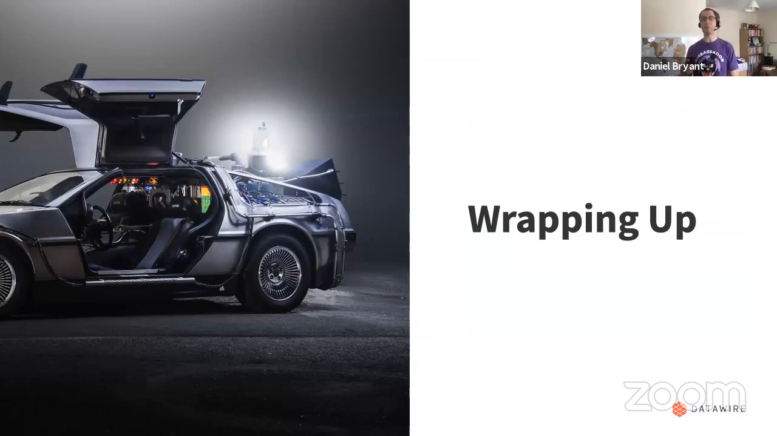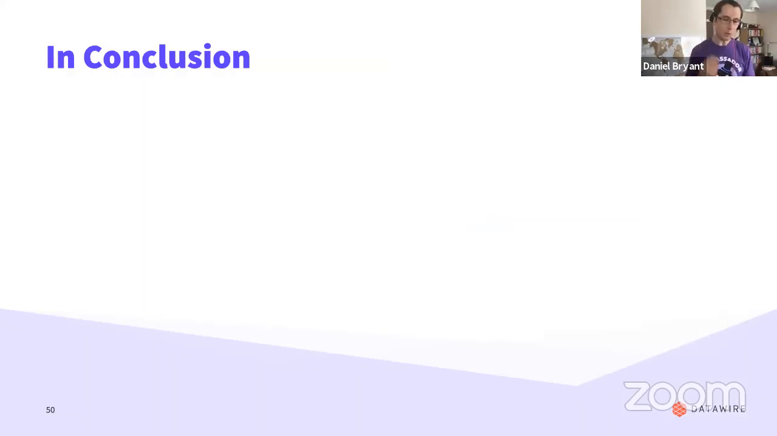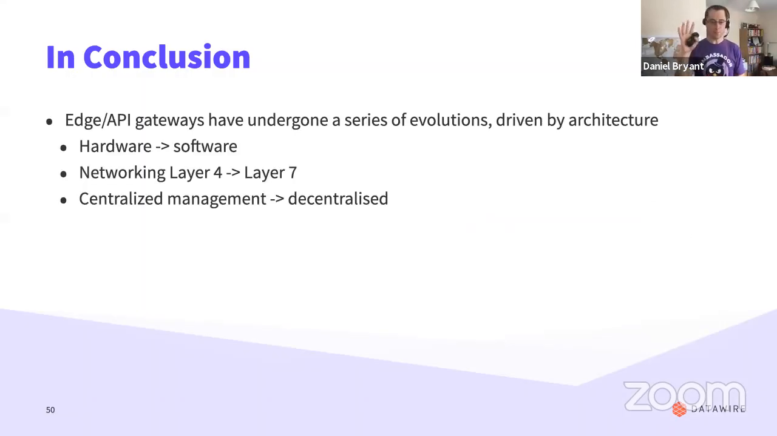Wrapping up, now I appreciate that has been a whistle-stop tour. You can find more information, like I say, on the blog post, which I'll share later on. The key things I wanted to leave you with is that there has been a clear evolution driven by technology and architecture over the past 20 or so years at the edge. We've gone from hardware to software. We're moving from networking layer 4, so IP addresses, ports, to layer 7, HTTP metadata, browser config, device config, these kinds of things. And we're also moving from centralized management, where the ops team did everything opsy, the dev team did everything dev focused, to this more decentralized way of working.